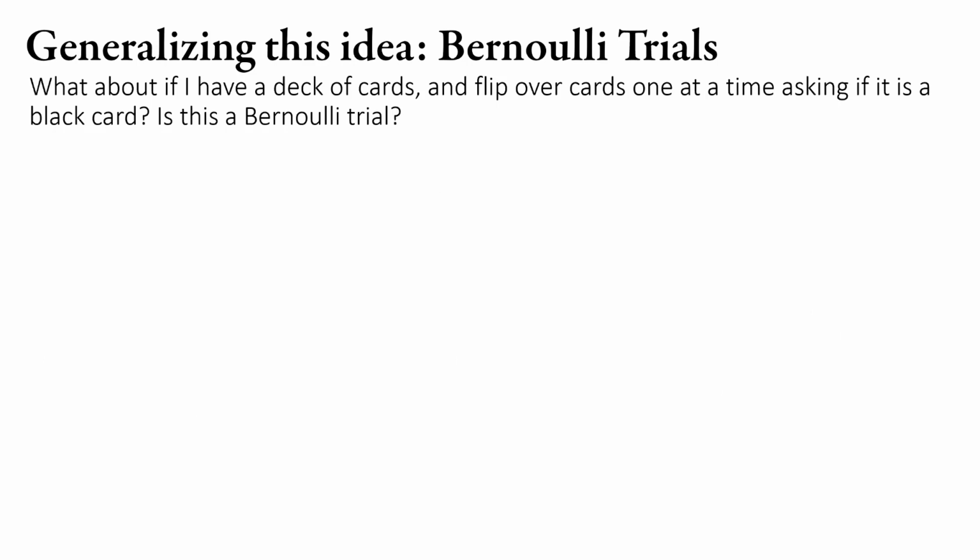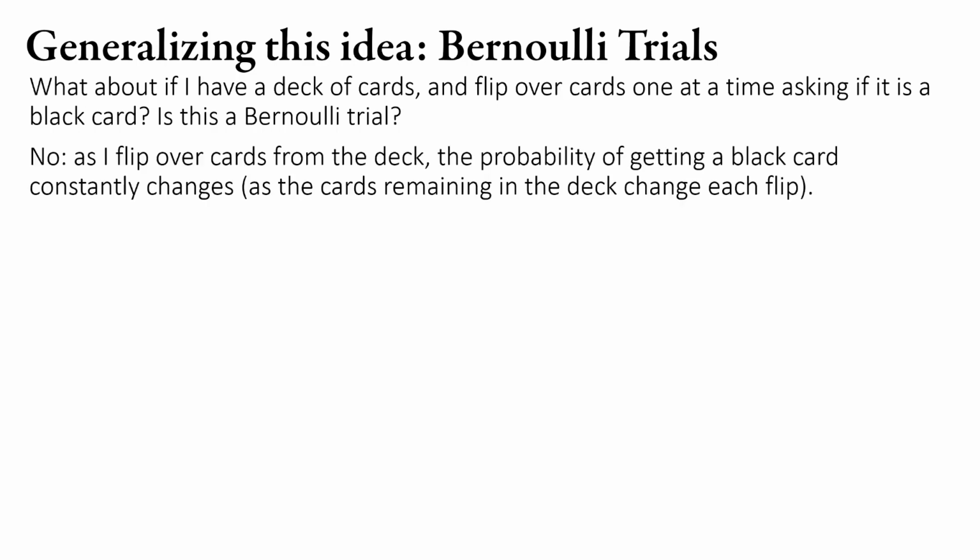What if we're flipping cards from a deck? We flip them over one at a time and ask the question, is this a black card? Is this a black card? Can we use Bernoulli trials to model this? Here the answer is no. Because as I flip over cards, the chance that the next card is black is changing each time because I'm removing cards from the deck. After I flip the first 10 cards, the composition of the remaining 42 cards in the deck is different than it was at the start. So the probability of the card being black may have changed. Since the probability of success is changing, that's not a Bernoulli trial.